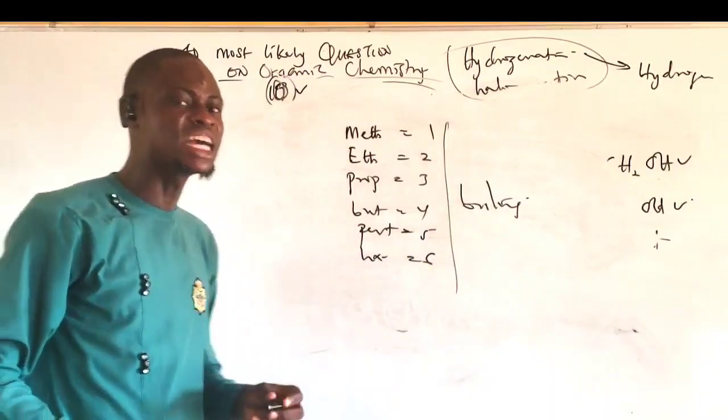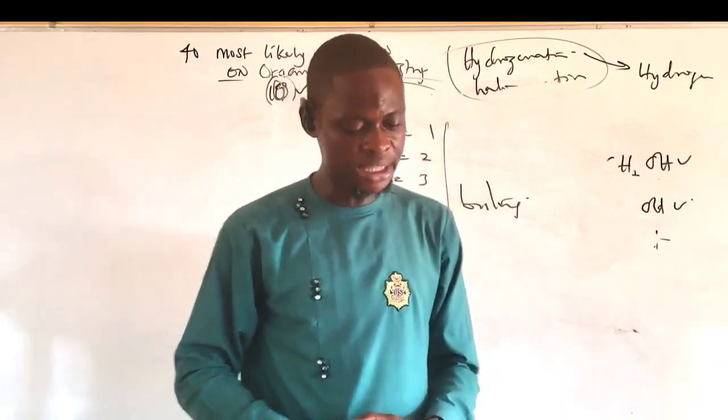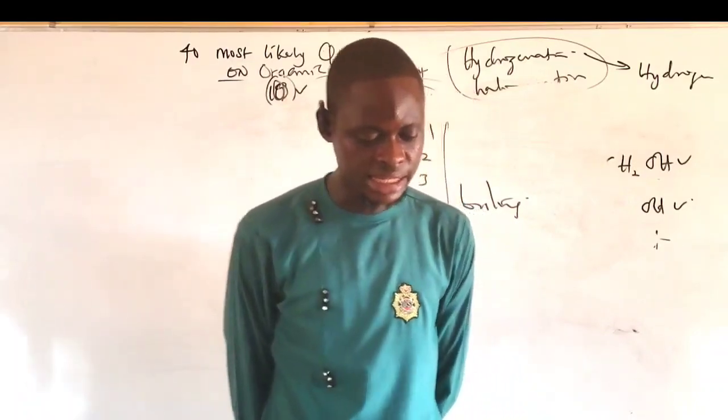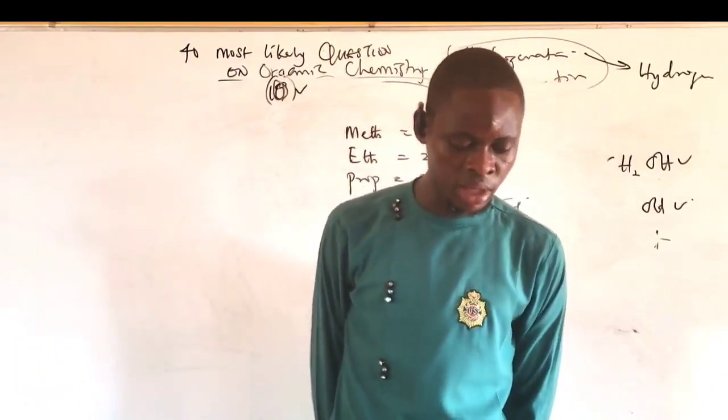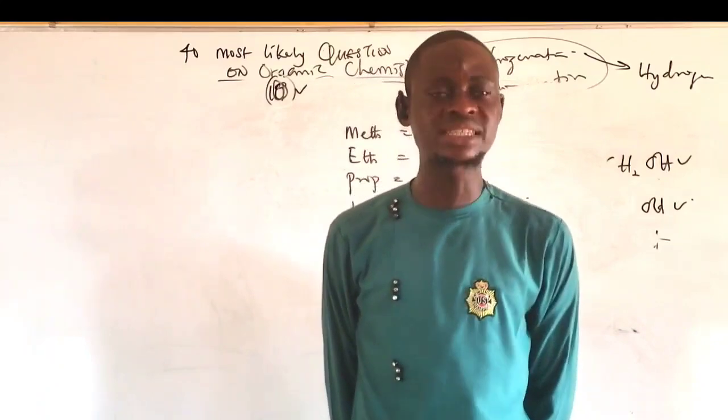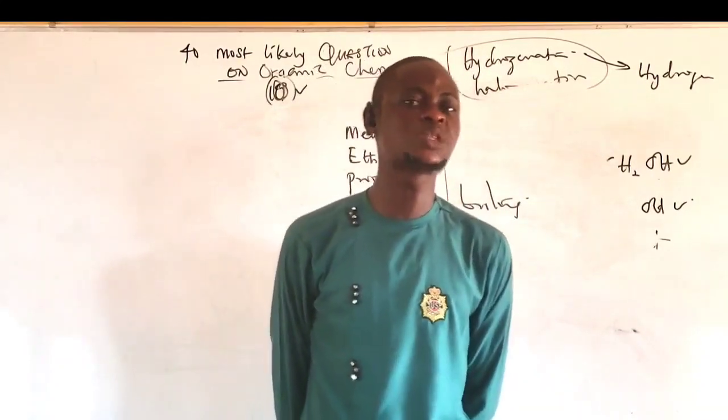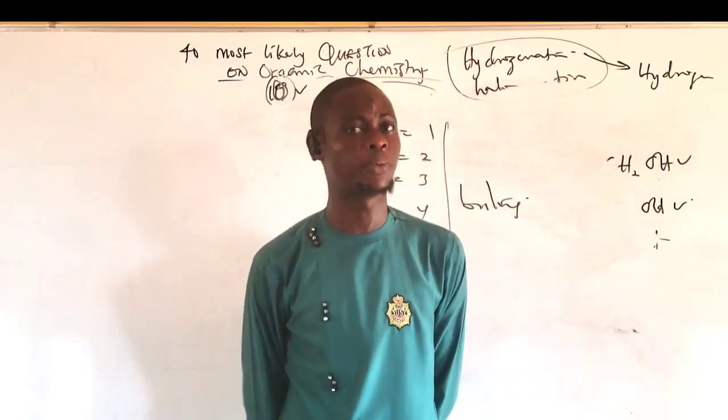So which of them will have the highest boiling point? Option A, we have pentane. B, we have ethane. C, we have propane. D, we have butane. And then E, we have hexane. Our answer should be what? Hexane. Hexane has the highest boiling point, and it also has the highest melting point.